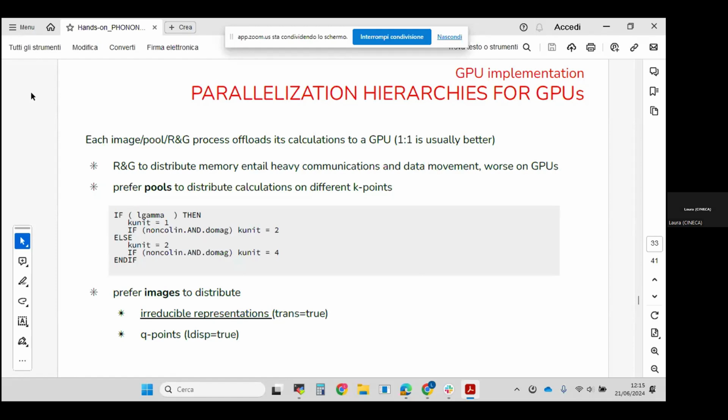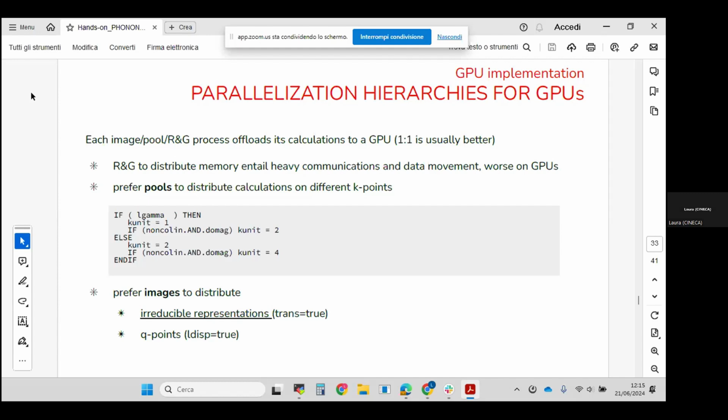With GPUs it is more efficient to use pools, so try distributing computation over different K points by using pools. Pools are activated by a command line argument, -nk. In phonon, there is a restriction on the number of pools that you can use.